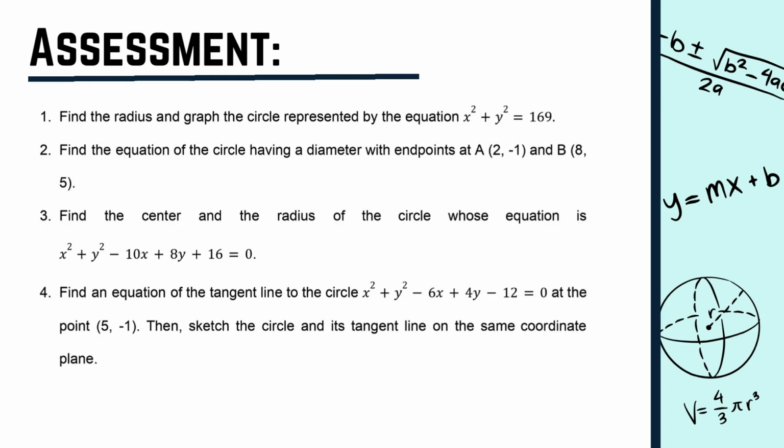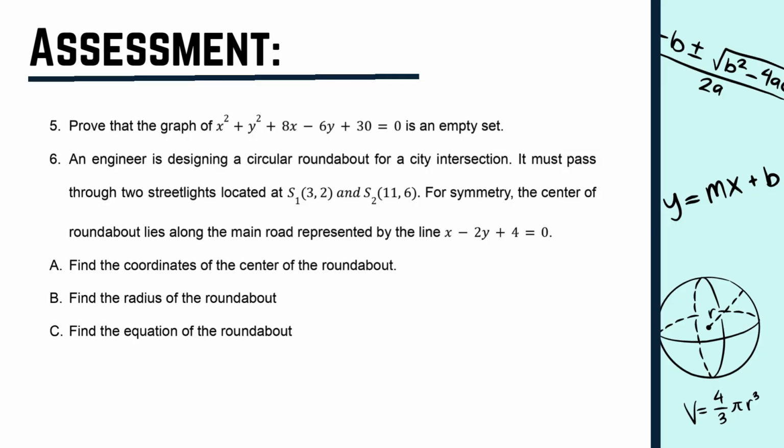For number 4, find an equation of the tangent line to the circle x squared plus y squared minus 6x plus 4y minus 12 equals 0 at the point (5, negative 1). Then sketch the circle and its tangent line on the same coordinate plane. Number 5, prove the graph of x squared plus y squared plus 8x minus 6y plus 30 equals 0 is an empty set. Number 6, an application.